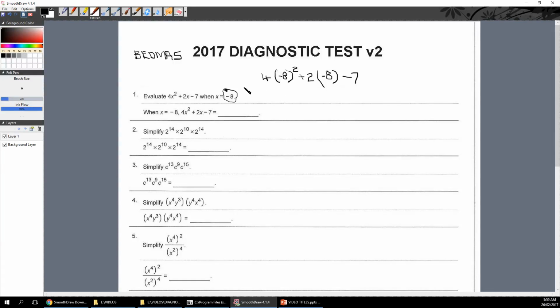So we're going to get, so this would be the equal sign, it's an equation, so it implies equal signs. So that's going to be 4, I'll put a little times in there. Now negative 8 squared is 8 8s are 64.